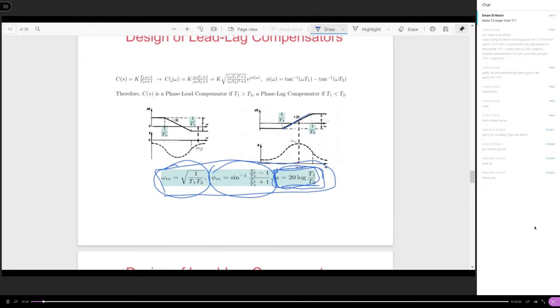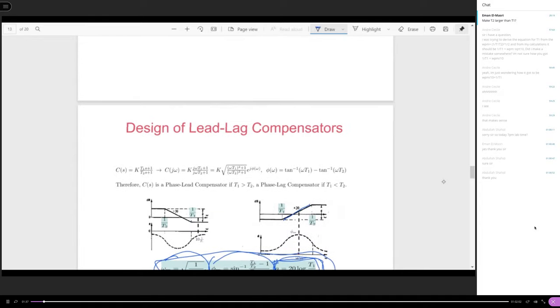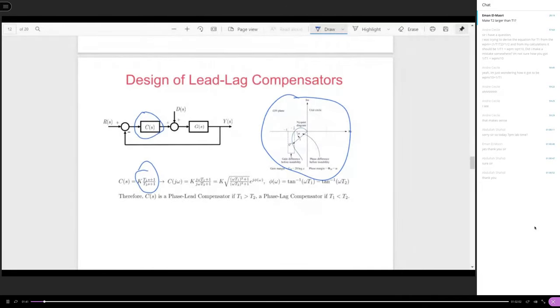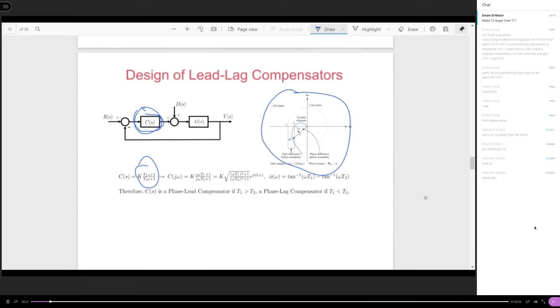Also I mentioned that from this figure, it's clear that if you apply a phase lead compensator, it's going to rotate the Nyquist plot counterclockwise. So it potentially is going to improve the stability margin. The phase lead is good for stability. But on the other hand, if you use a phase lag compensator, you're going to rotate the Nyquist plot clockwise, so it's going to hurt the stability, because it squeezes the stability margin from this Nyquist plot. This is very clear.